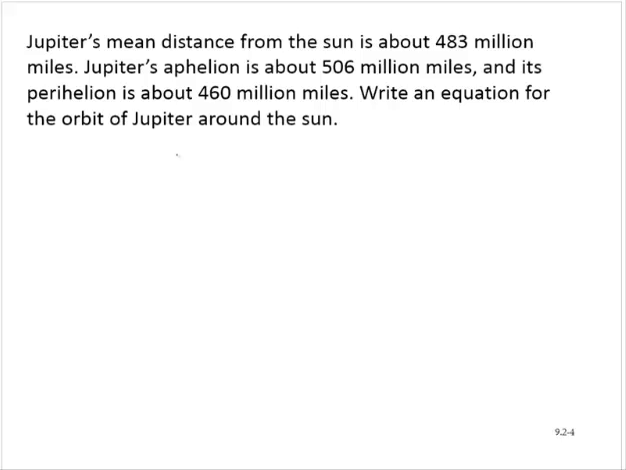Jupiter's mean distance from the Sun is about 483 million miles. Jupiter's aphelion is about 506 million miles, and its perihelion is about 460 million miles. Write an equation for the orbit of Jupiter around the Sun.